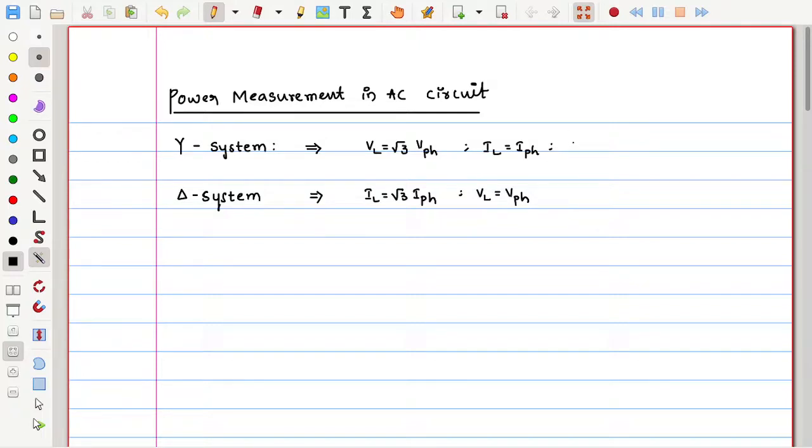But one important point here is that VL leads VPH by 30 degrees, whereas here the important point is that IL lags IPH by 30 degrees. These are the two important observations, especially for competitive exams.